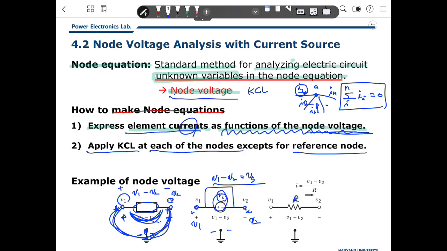Then if there's a resistor R here, then we know node 1 is V1 and node 2 is V2, and we can calculate the voltage difference, V1 minus V2. Then the current, because we define the plus here and minus here, based on Ohm's law, the current I is voltage divided by resistor R. So that is a way to make the current a function of the node voltage, expressed by the node voltages V1, V2. We can use this way to make KCL equations.